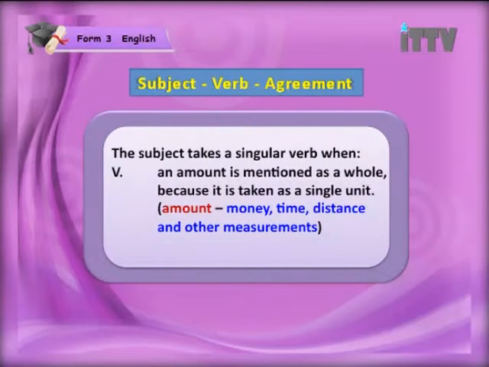Next, the subject takes a singular verb when an amount is mentioned as a whole because it is taken as a single unit. Amount, money, time, distance, and other measurements. Now, we are going to look at the examples. Pay attention.